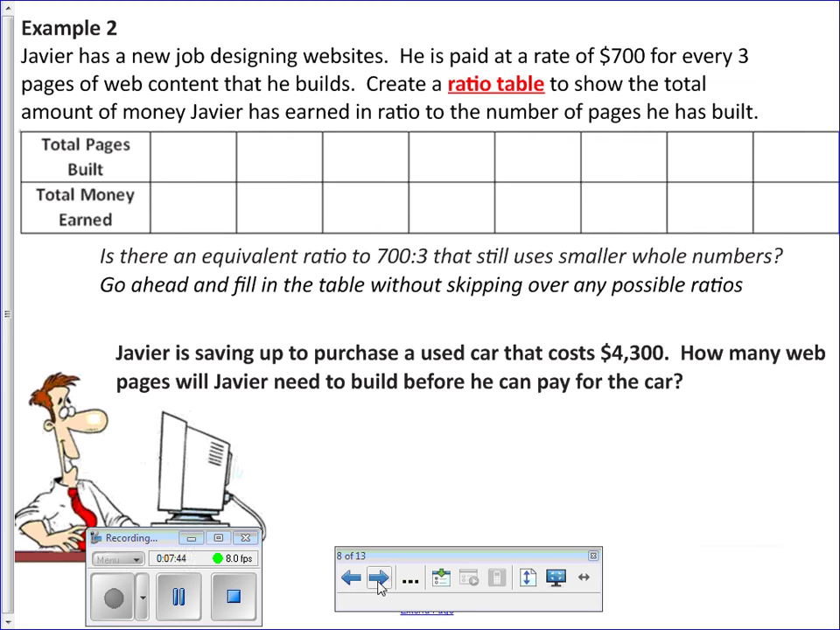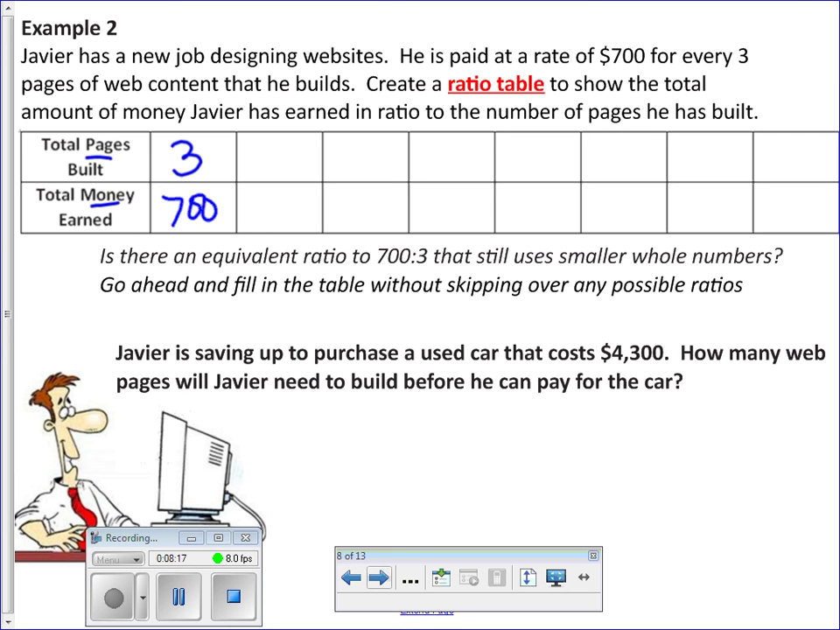Okay, let's take a look at example 2. Javier has a new job designing websites. He is paid at a rate of $700 for every 3 pages of web content that he builds. Create a ratio table to show the total amount of money Javier has earned in ratio to the number of pages he has built. So the table is already set up. We're comparing pages to money. So how many pages? 3.